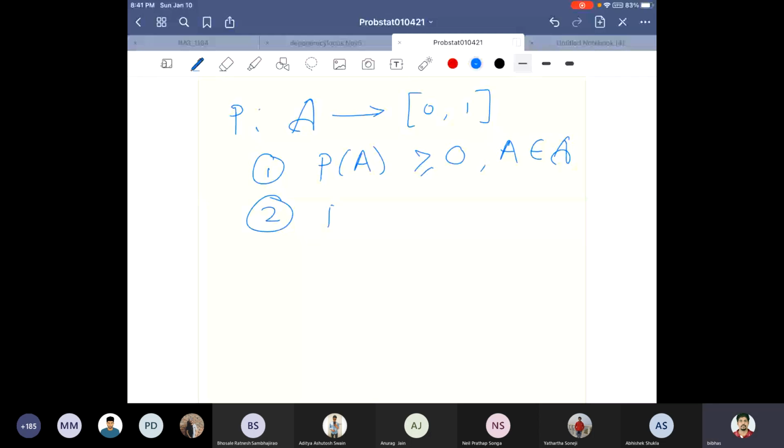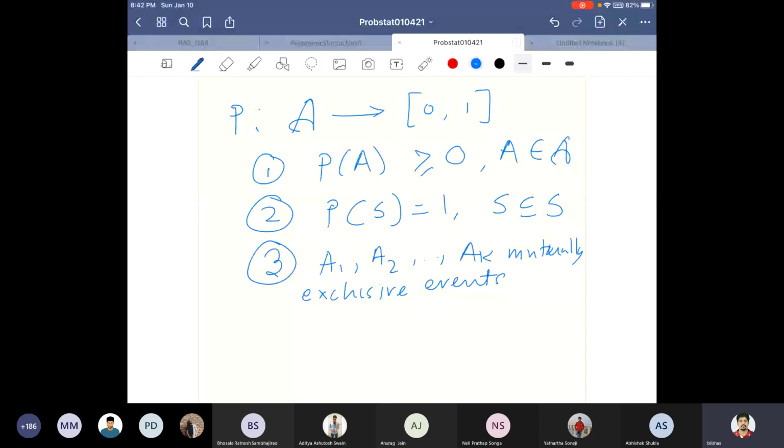Mutually exclusive events. That means they are disjoint. Okay, pairwise disjoint, exclusive events. Then we said their union will also be an event, and then the probability of that has to be equal to the sum of the probabilities, i equal to 1 to n. Okay, 1 to k.